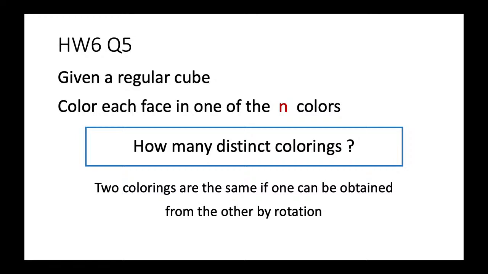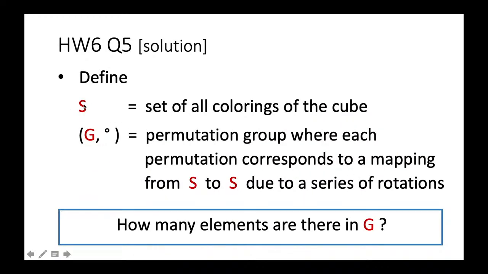So we do the same thing as before. So we see the same slides again. So we will define S to be the set of all colorings of the cube. So we don't care whether it is distinct or not. And the set of all colorings will have how many items? So there will be n to the power 6. Is that okay? And then here, we let G, with the composite function operator, denote the permutation group where each permutation corresponds to a mapping from a coloring of the cube to another coloring of the cube due to a series of rotations.